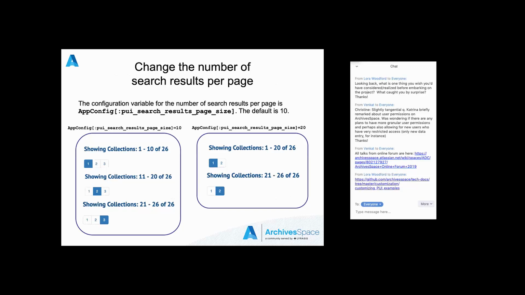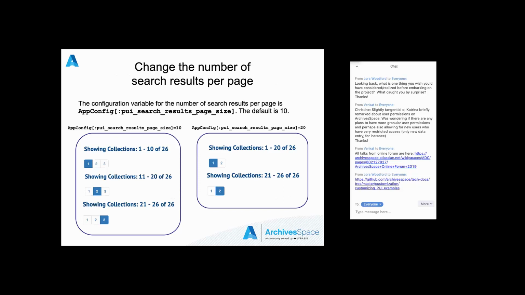Next, I'm going to show you how to change the number of search results per page. The variable that's in the config file is called PUI_search_results_page_size. Hopefully we name these things in such a way that it's obvious what they do. And the default out of the box is 10. So I have examples here.